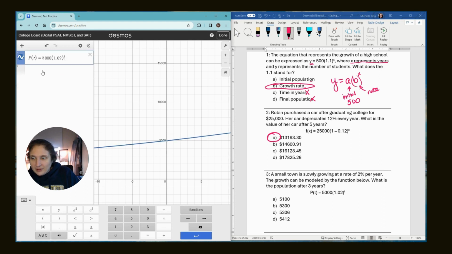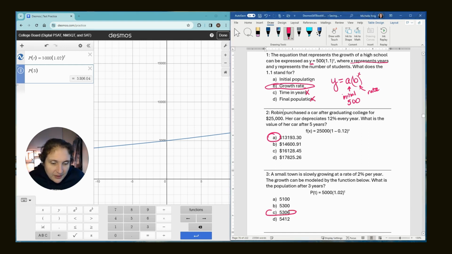The easiest way to do this is just doing p of 3. Now, sometimes I have found that it's better to change the t's to x's, but for our purposes, we'll just leave it like this. And the answer is 5,306.04, but we know we can't have 0.04 of a person. So 5,306 is the best answer.